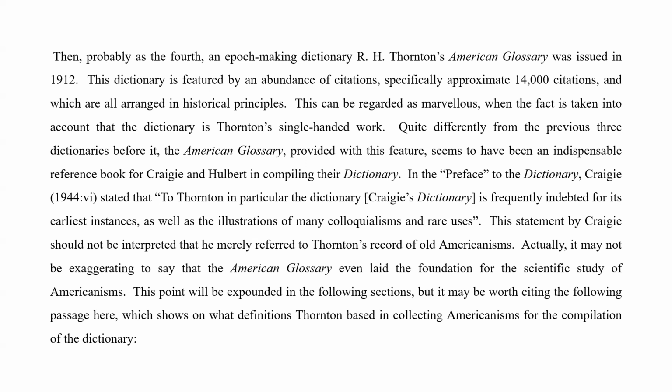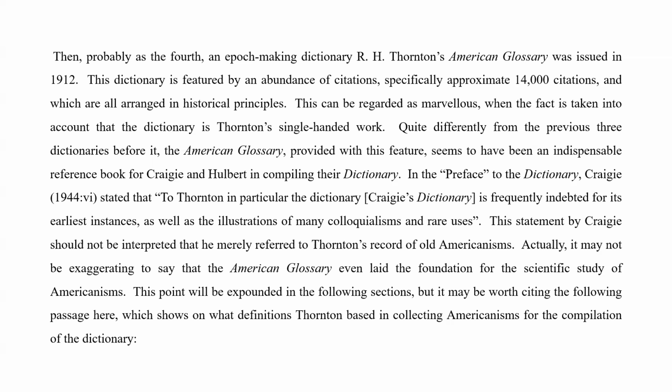This dictionary is featured by an abundance of citations, specifically approximately 14,000 citations, which are all arranged on historical principles. This can be regarded as marvelous when the fact is taken into account that the dictionary is Thornton's single-handed work. Quite differently from the previous three dictionaries before it, the American Glossary, provided with this feature, seemed to have been an indispensable reference book for Craigie and Hulbert in compiling the dictionary. In the preface to the dictionary, Craigie stated that to Thornton, in particular, Craigie's dictionary is frequently indebted for its earliest instances, as well as the illustrations of many colloquialisms and rare uses.